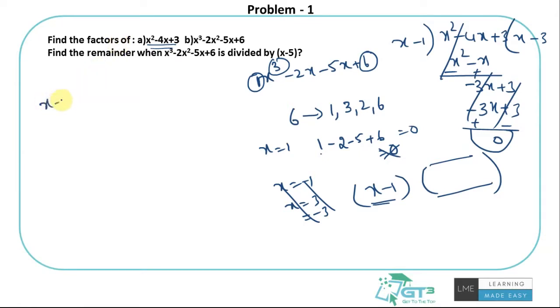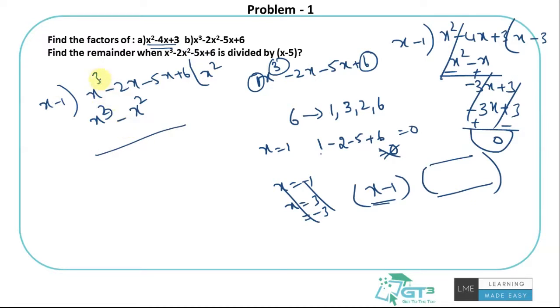So how would I do x minus 1, x cube minus 2x square minus 5x plus 6? I divide with x, multiply with x. So x square becomes x cube, x square into x minus x square. They get cancelled out. That's minus and this becomes plus.